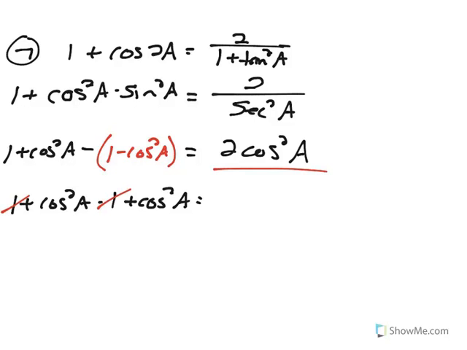1 minus 1 gives you 0. Cosine squared of a plus cosine squared of a is 2 cosine squared of a, which is what the right side is. So we are finished.